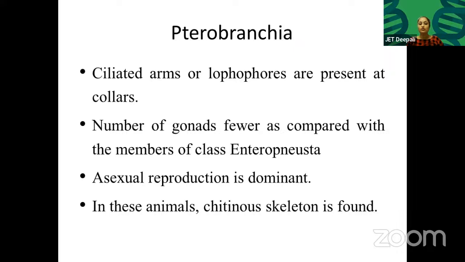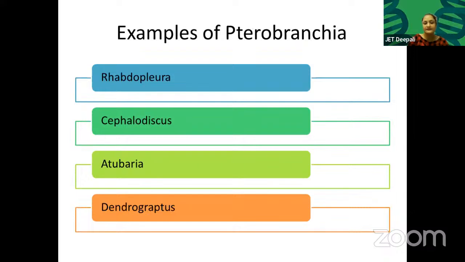Asexual reproduction is dominant. They have asexual reproduction. Wow, this is also an exception. In these animals, a chitinous skeleton is found. This is also explained in the exceptions. See, examples of Pterobranchia: Rhabdopleura, Cephalodiscus, Atubaria, Dendrograptus. Now take a look at the pictures.